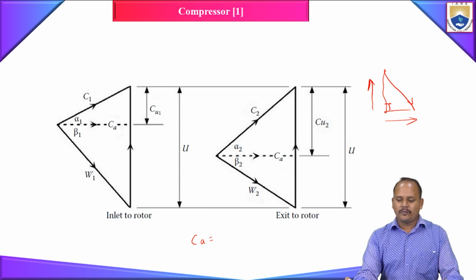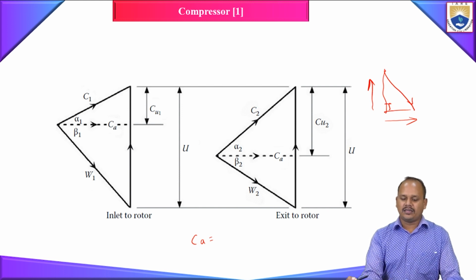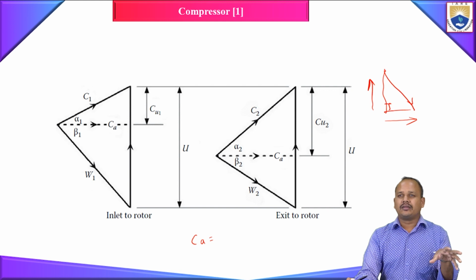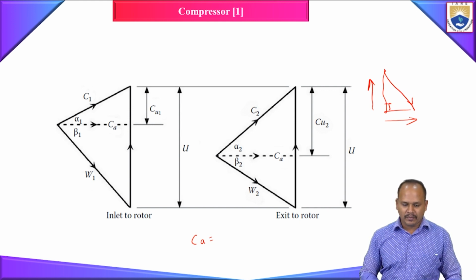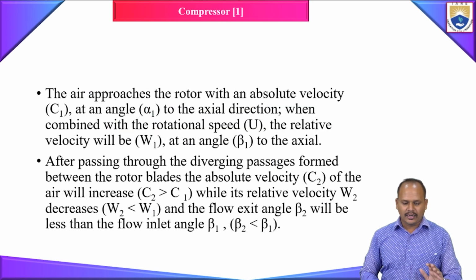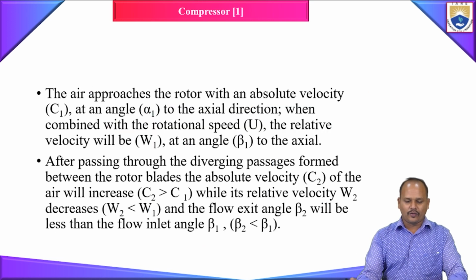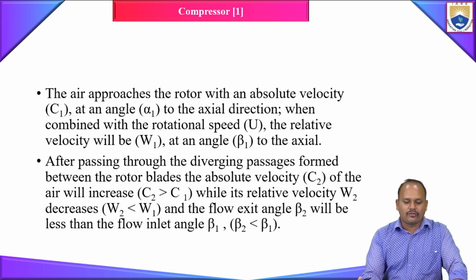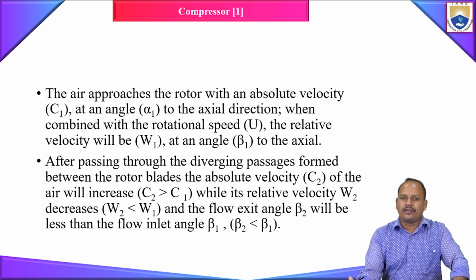So this velocity will be converted later into pressure, either in the compressor rotor itself, or it may happen in the stator. Okay. Now, this I already told you. Your flow is entering with an absolute velocity C1, which is making an angle of alpha 1 to the axial direction. Okay. So when this flow is combined with the rotational speed of our rotor, the relative velocity will become W1, and the angle it is making is going to be beta 1.